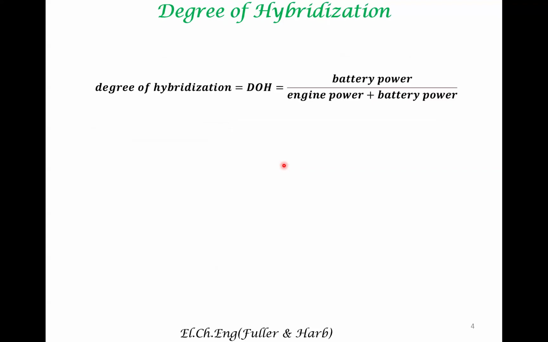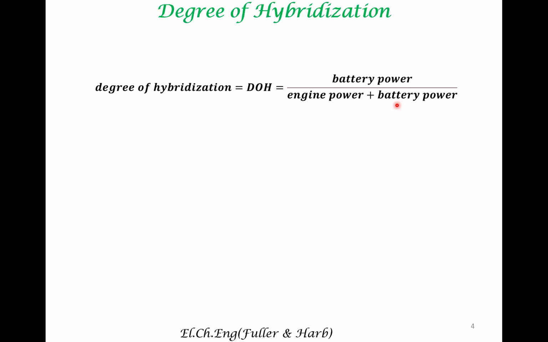There is also another jargon called the degree of hybridization. That is provided by this formula: the power you may obtain from a battery divided by the engine power plus the battery power. As you would have expected, the degree of hybridization should not be very low or very high. If it is very low, let's say below 6%, then the point of integration is lost, right? You've added to the complexity of the system. Many new components have been integrated into the vehicle.